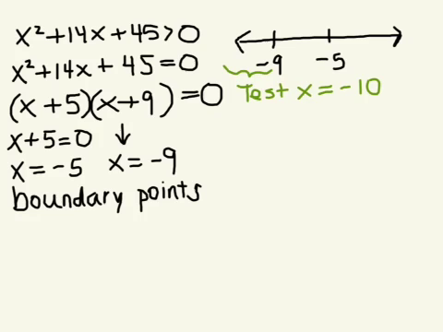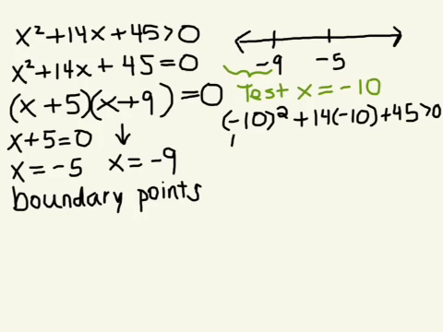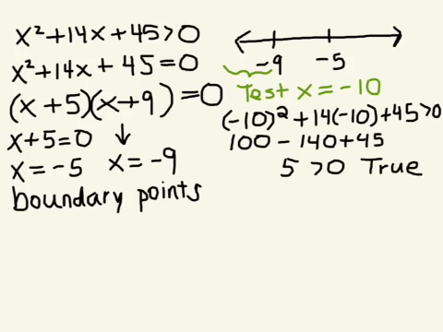Okay, so when I plug -10 into the original, I get -10 squared plus 14 times -10 plus 45. Is that greater than 0? And when we evaluate that, we get 100 minus 140 plus 45. So what does that give us? Let's see. It gives us 5. Is 5 greater than 0? That is true, okay? So that means you want to shade that part of the number line since it came out true. So you'll go like this, shade.